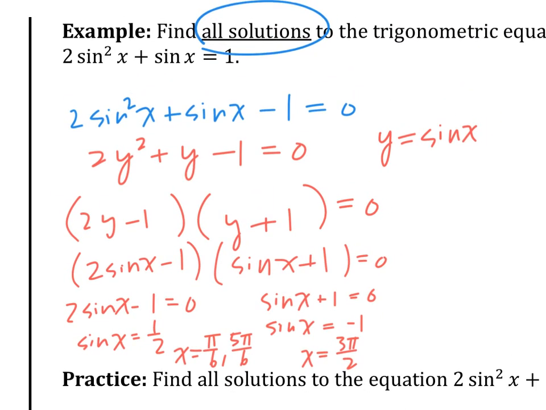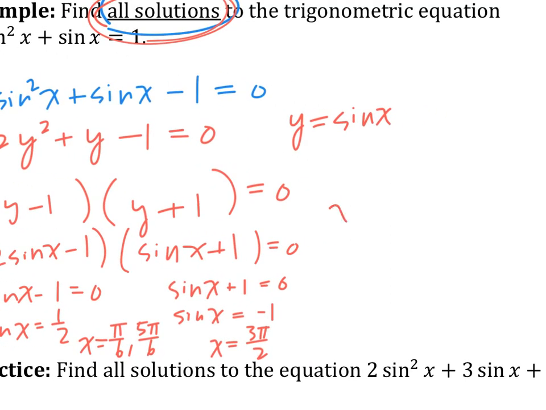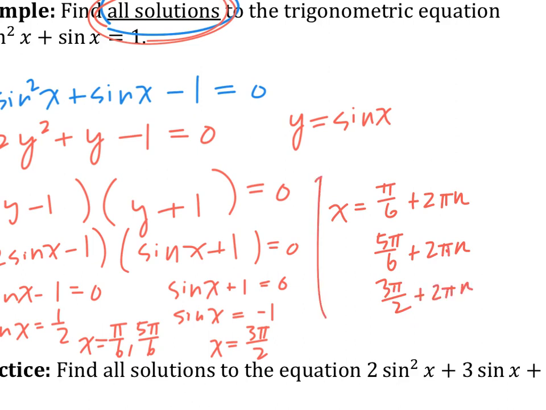Once you get those angles, just double check. It says all solutions. That means you want everything possible, which means no matter how many times I turn, I should get to an angle like that. So that means you should have pi over 6 plus 2 pi n, 5 pi over 6 plus 2 pi n, and 3 pi over 2 plus 2 pi n. Everything has 2 pi n.